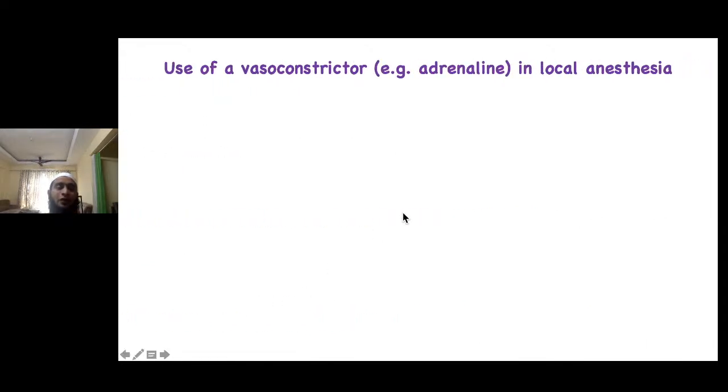Now, as I mentioned in an earlier slide, we give an injection of adrenaline in case of local anesthesia. Now let's see why we use adrenaline in local anesthesia. You remember that adrenaline is basically vasoconstrictor in nature, and this vasoconstrictor action provides many advantages to enhance the local anesthetic action. So let's see what advantages it provides.